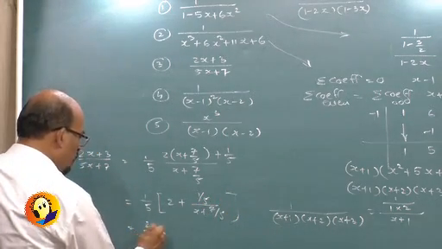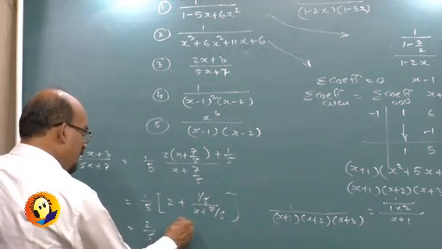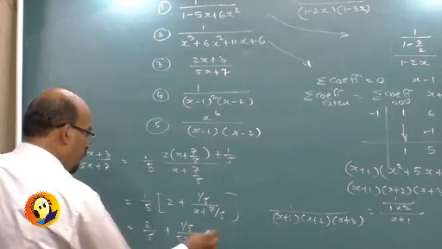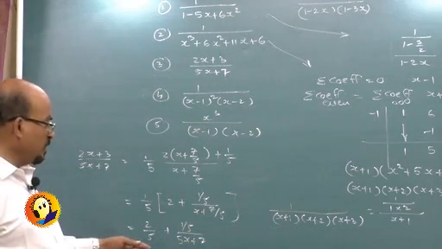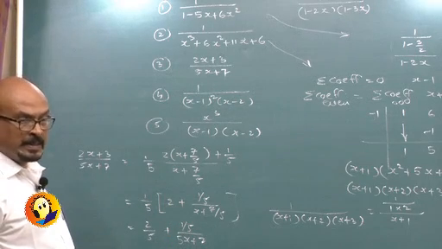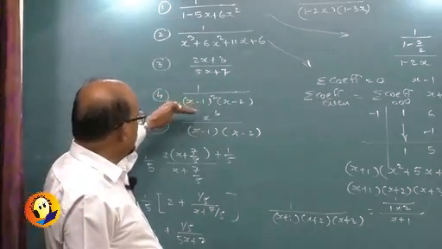Good enough here. 2 by 5, 1 by 5 cancels, or it might remain as 1 by 5 and denominator will be 5x plus 7. Nth derivative of this will be 0, and this we can determine. Then these two.